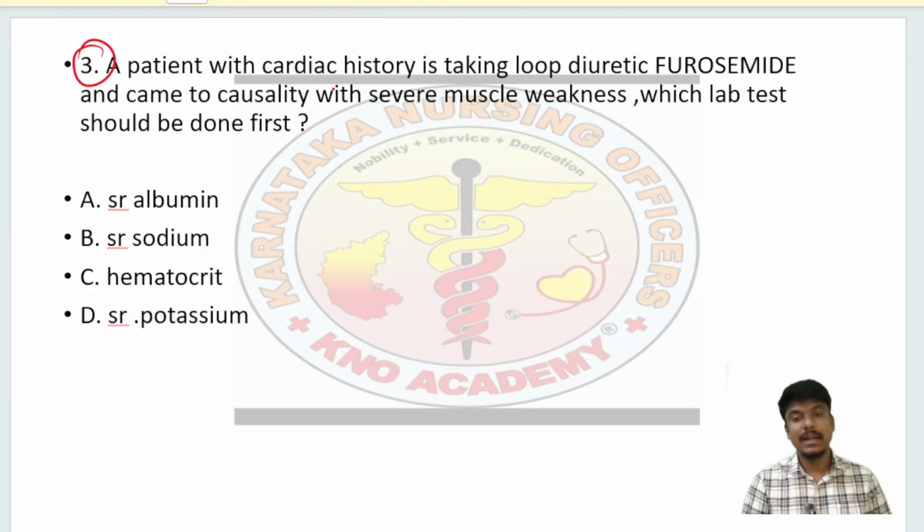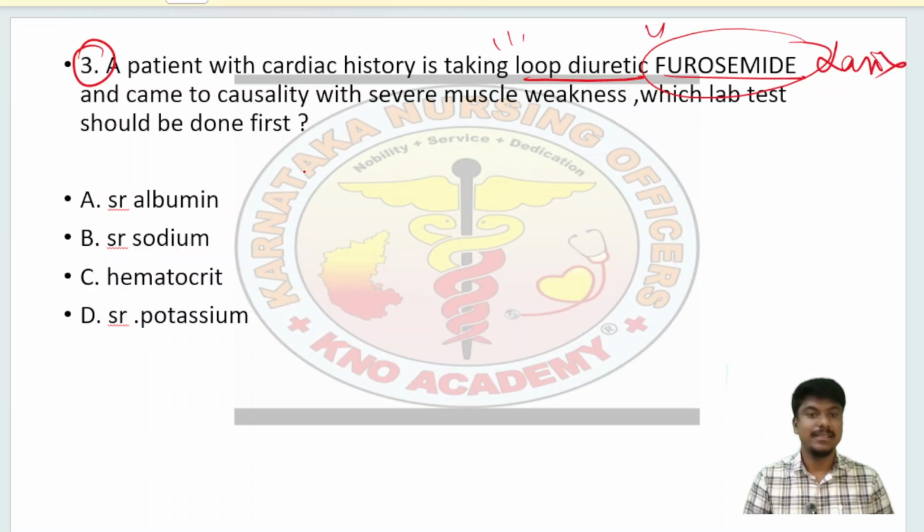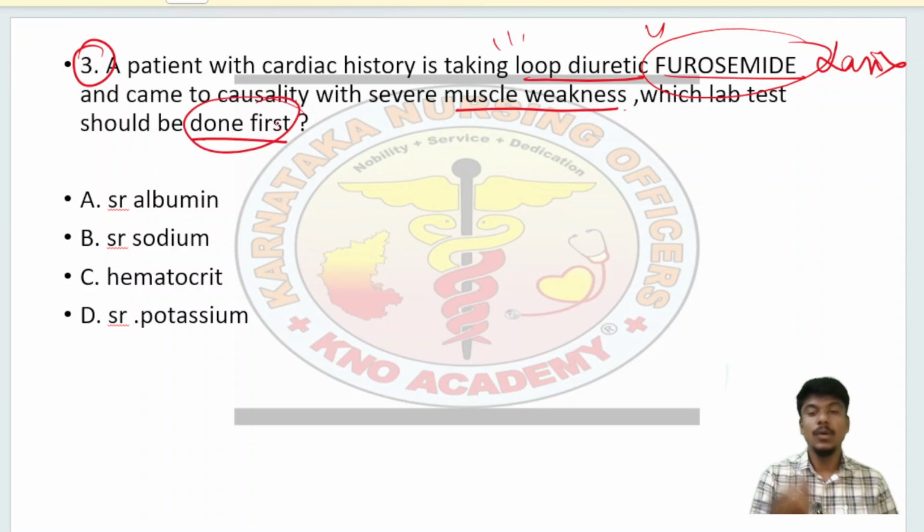A patient with a cardiac history is taking a loop diuretic, furosemide, nothing but Lasix injection, and came to casualty with severe muscle weakness. Which lab test should be done first? He's asking what lab test you're going to perform for severe muscle weakness when the patient is already on furosemide. Option A, serum albumin. Option B, serum sodium levels. Option C, serum hematocrit levels. Option D, serum potassium levels.